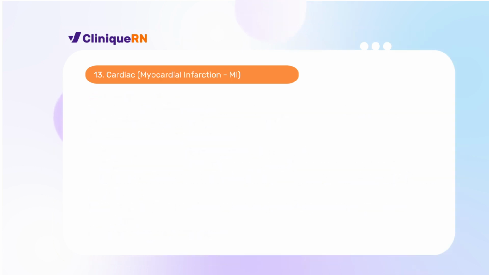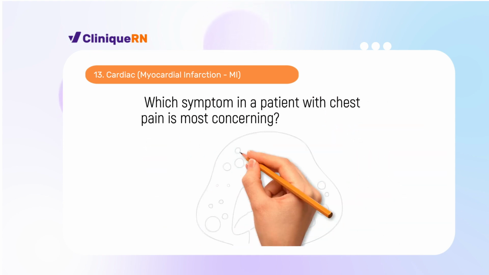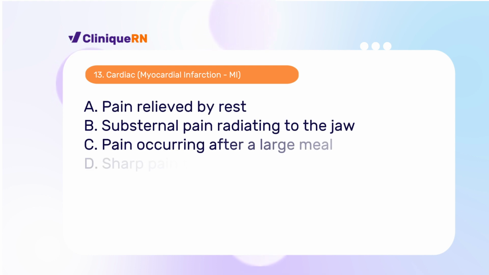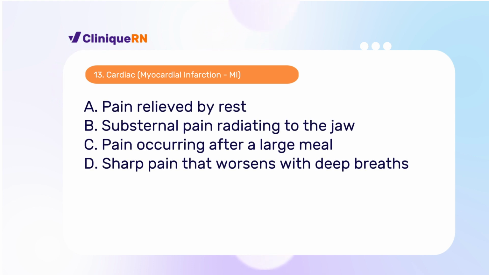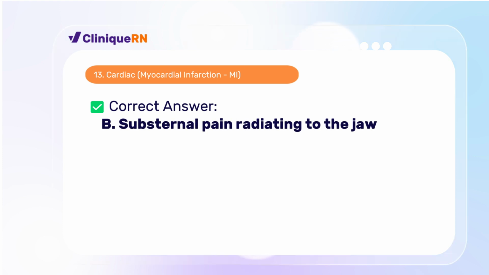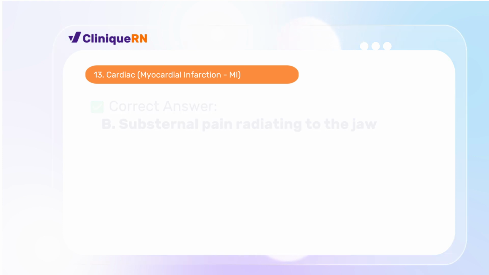13th. Cardiac, myocardial infarction, MI. Question: which symptom in a patient with chest pain is most concerning? A. Pain relieved by rest. B. Substernal pain radiating to the jaw. C. Pain occurring after a large meal. D. Sharp pain that worsens with deep breaths. Correct answer. B. Substernal pain radiating to the jaw.